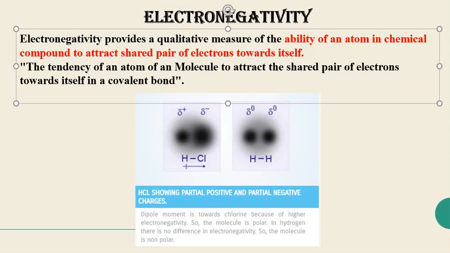In the H2 molecule, both hydrogens have the same electronegativity, so the electron cloud is distributed equally between these two hydrogen atoms. So in this way we can decide which one is more electronegative. The electron pair shifted towards which atom, that atom is more electronegative.